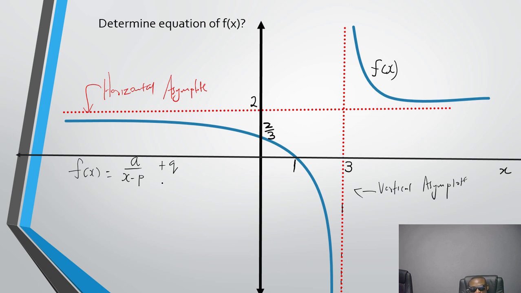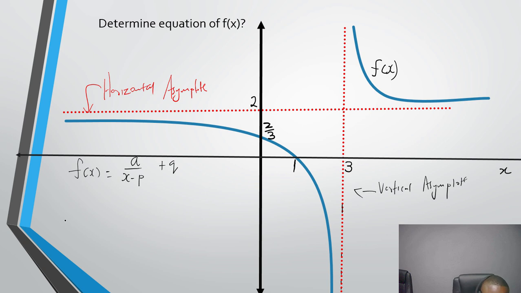Now be careful of p and q on that equation. f of x equals a over x minus p plus q. Remember your p and q very well. P and q in the hyperbola function represent our asymptotes. P is the x asymptote and q is the y asymptote.